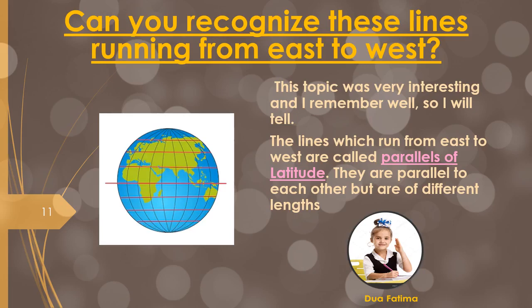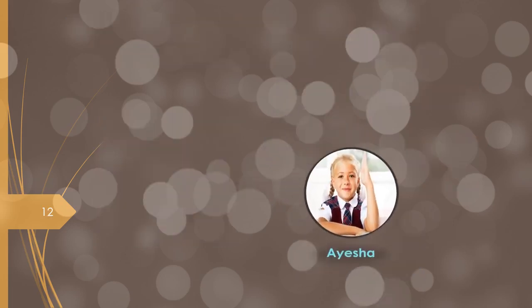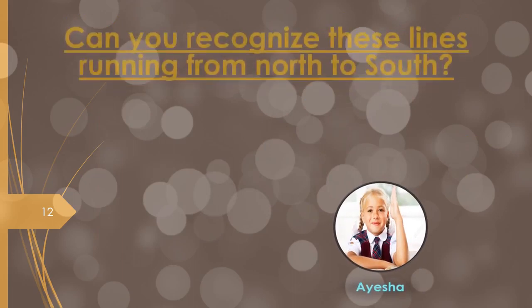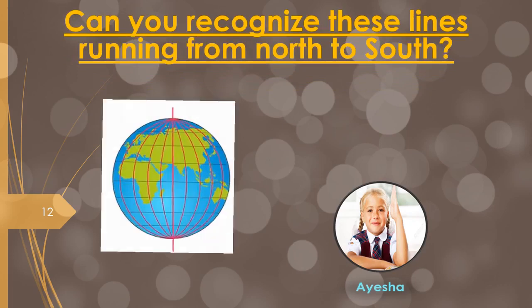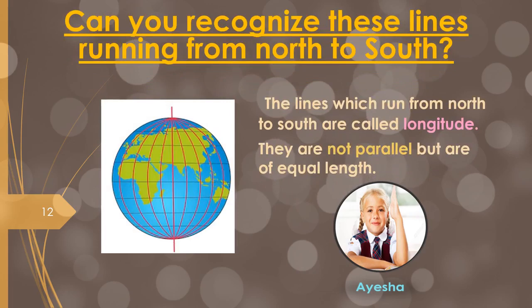Well, the next question is from Eshur, and the question is, can you recognize these lines running from north to south? You can get the clue from the image shown. Sir, this topic was very interesting and I enjoyed it a lot. The lines which run from north to south are called longitude. They are not parallel but are of equal length. Thank you. Excellent. Your memory is very good. Students, these are meridians of longitude.